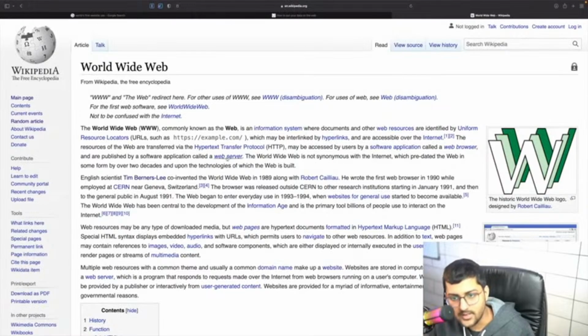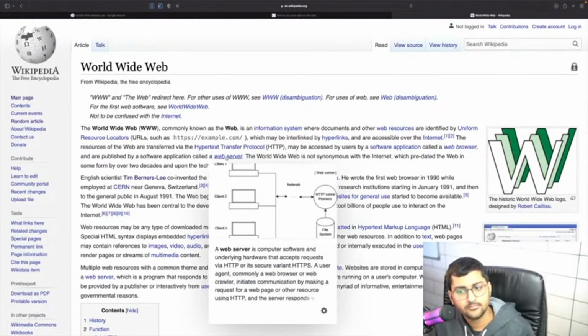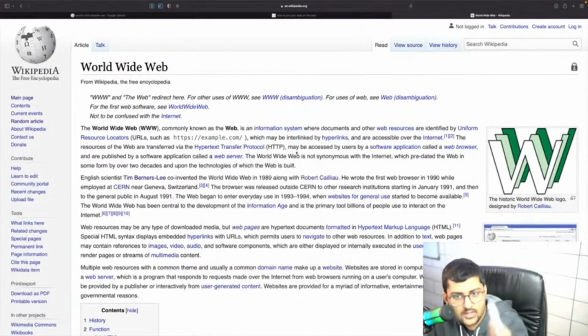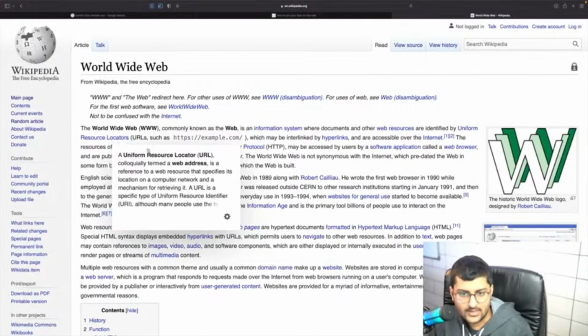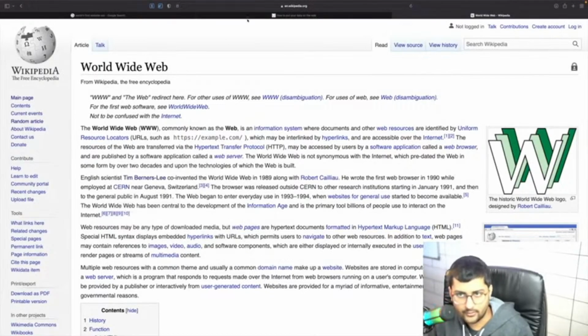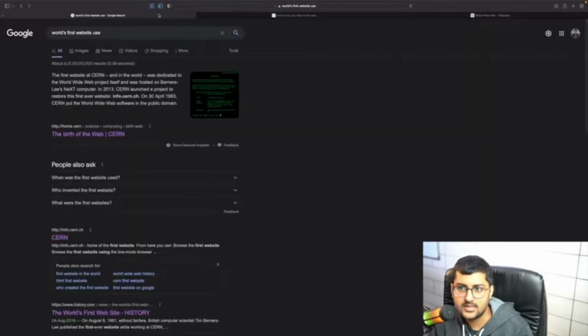It's published by web servers. You can host your own server. So now you know where all these things are stored: on web servers. How servers work we'll cover later on. URL and everything we'll talk more about later, but this is basically it. This was the world's first website.